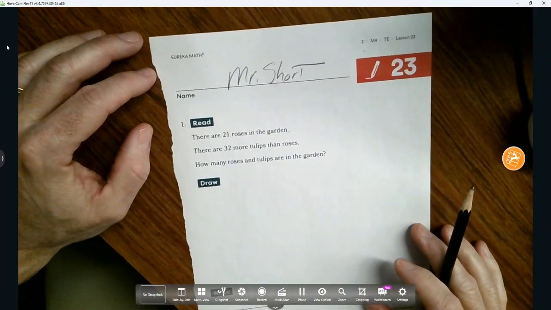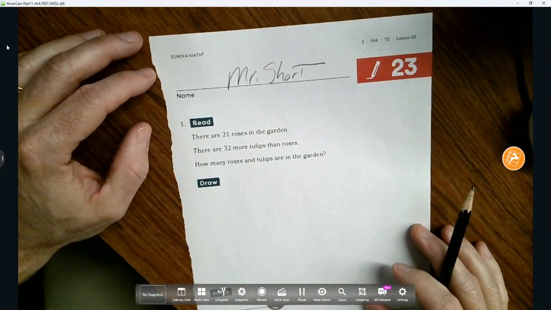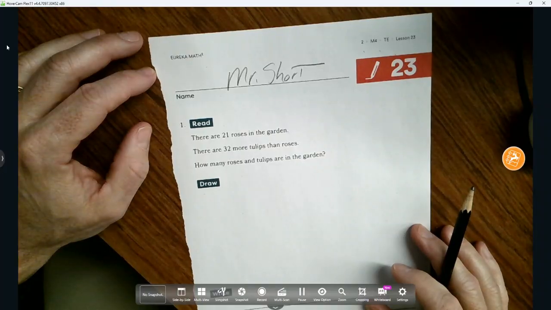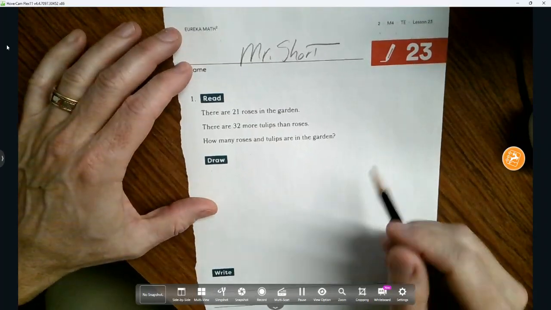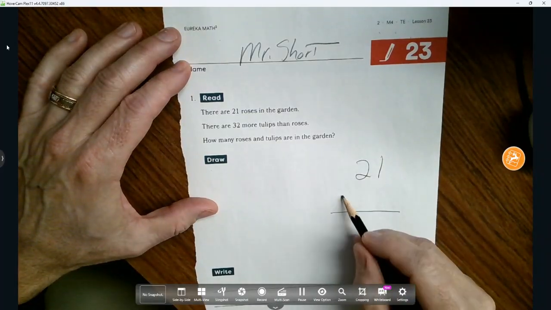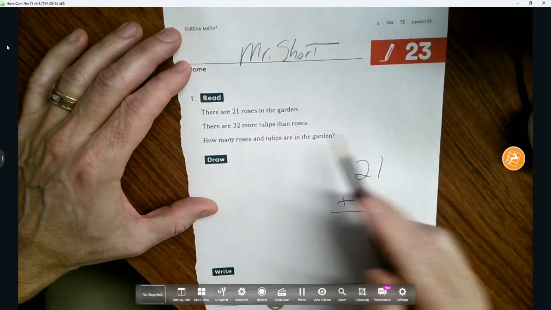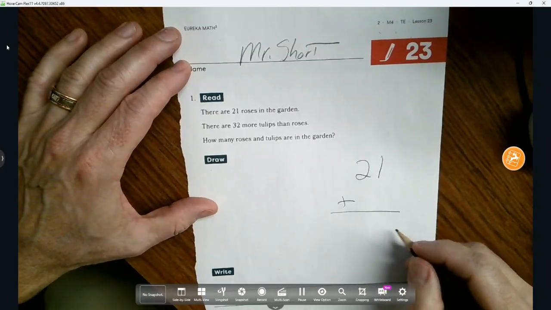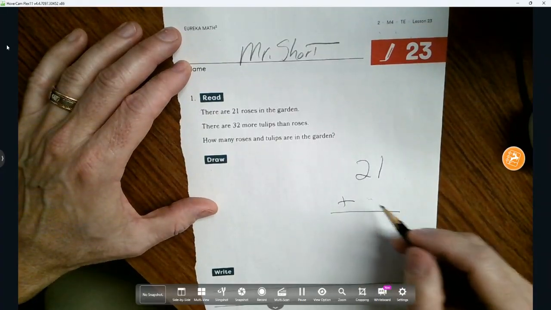All right, let's read this. There are 21 roses in the garden. There are 32 more tulips than roses. How many roses and tulips are in the garden? All right, so this is a three-step problem, right? So we know we have 21 roses. We don't know how many tulips we have yet, but they want to know how many roses and tulips are in the garden. So this is going to be total flowers down here, but we don't know this number yet.